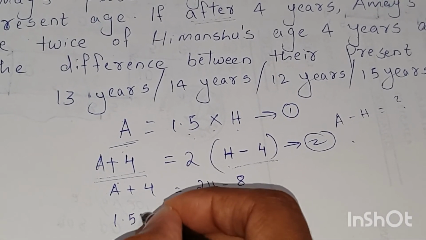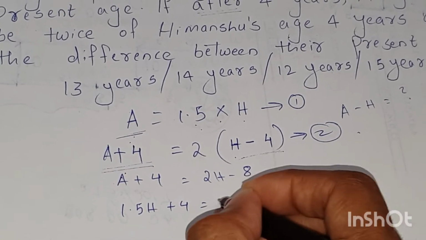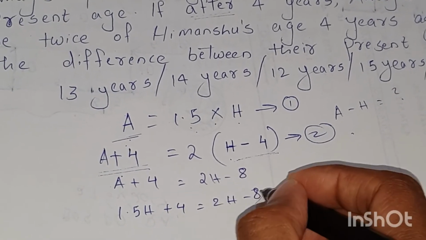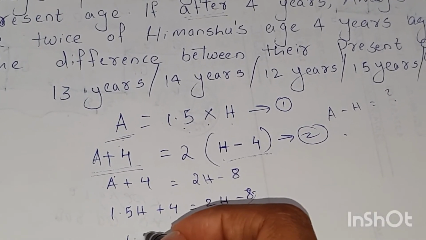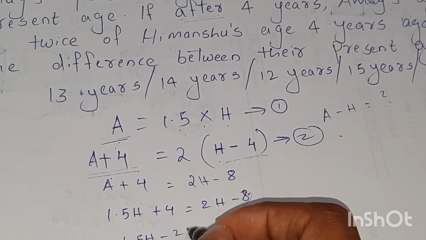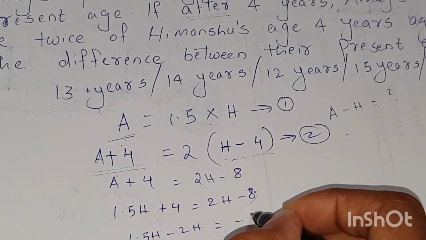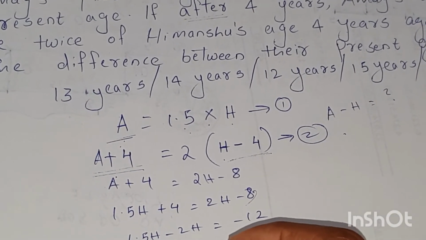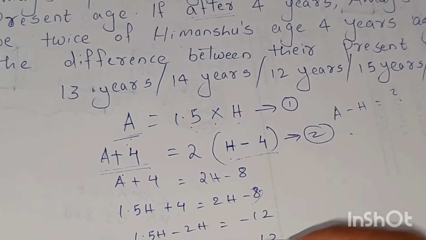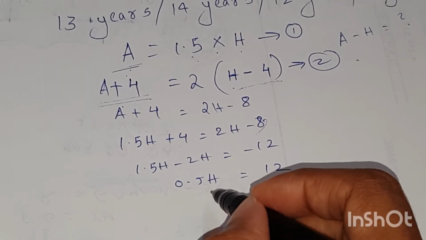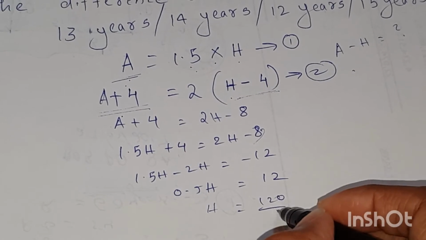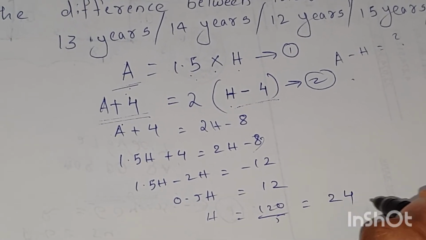1.5H, right? So 1.5H plus 4 is equal to 2H minus 8, and this 4 will go to this place. So 1.5H minus 2H is equal to minus 8 minus 4, minus 12. This is minus 0.5H. This is minus 12. Minus minus get cancelled from both the sides. Then H is equal to 12 by 0.5, which is nothing but 24.